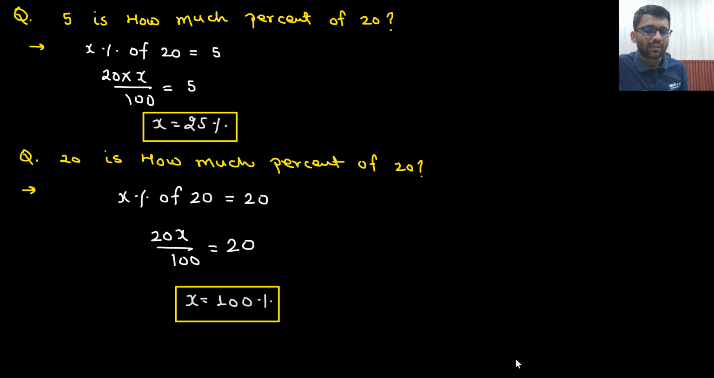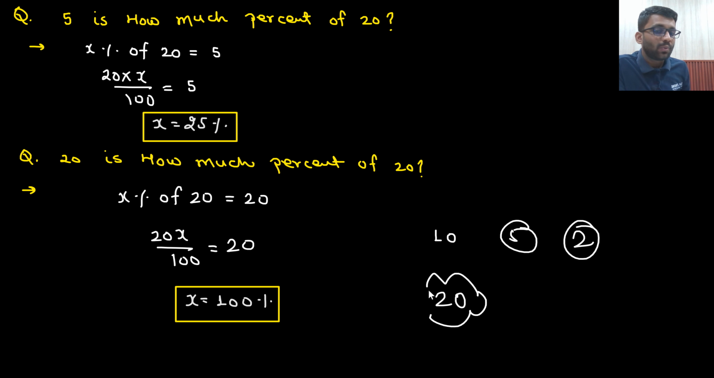100% of 20. What do you mean by 50%? That means half of that, 10. What do you mean by 25%? 1 by 4th of that, 5. What do you mean by 10%? 1 by 10th of that, that means 2. What do you mean by 100%? That means the complete one. And what do you mean by 200%? That means double of this. So it would be 40.